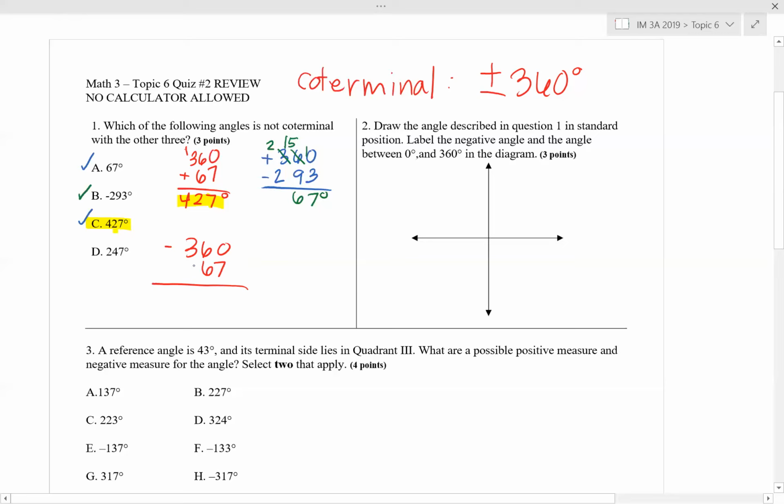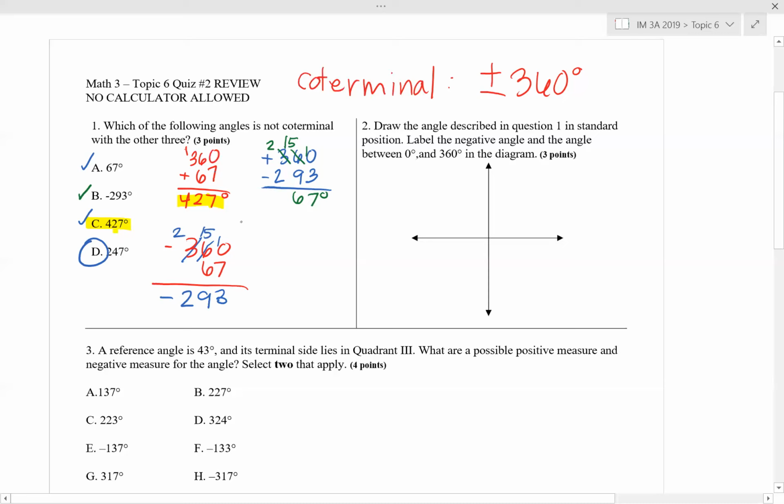If I were to add 67 to negative 360, I would have 10 minus 7 is 3, and then I would have to borrow here. Then 15 minus 6 is 9, and that would be negative 293. That would be another way that I could have gotten the 293, just working with the 67 and adding and subtracting. So I would pick the acute angle and do that. It's another good strategy. That means that D is the correct answer, that D is not coterminal with the other 3. A way that I could check that is by subtracting 360.